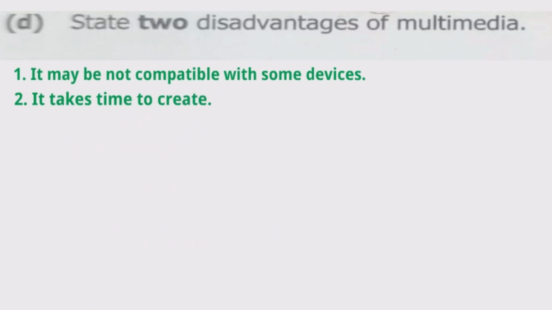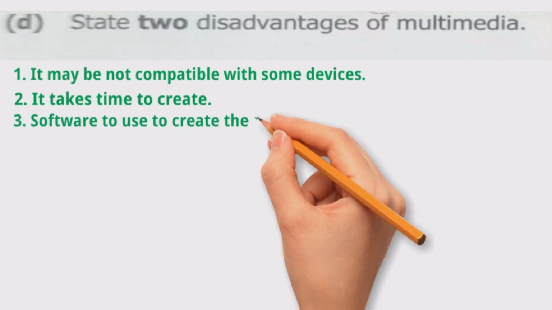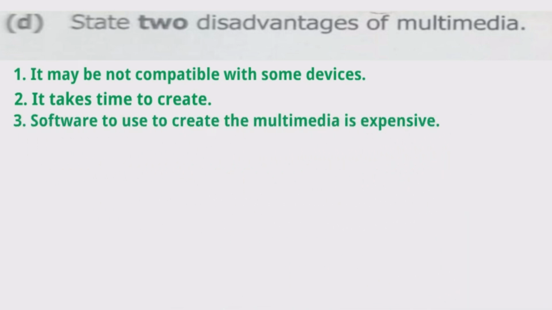It takes time to create. So if you want to create a multimedia file, it will take you time to do that. Then the bonus one, software is expensive. So the software that you are going to use is expensive. For now, we can see free software that is dished out that has limitations as well. But if you want to have a full kit of the software, you have to pay, and it is expensive. And if you want to buy, it is also expensive. Okay, so basically those are the 3 disadvantages. You can pick 2 from those.